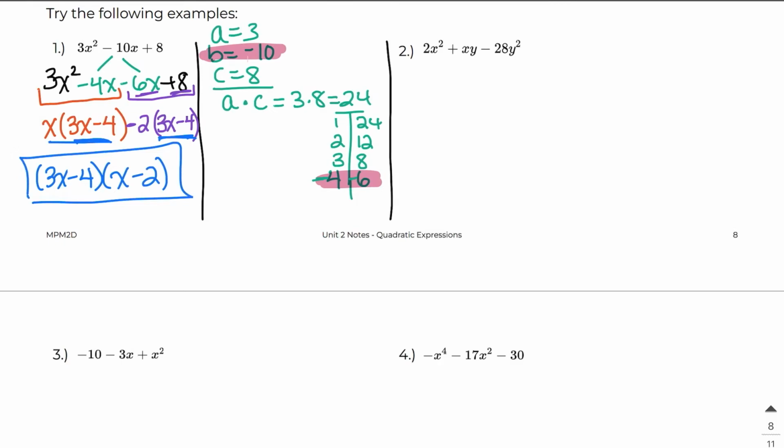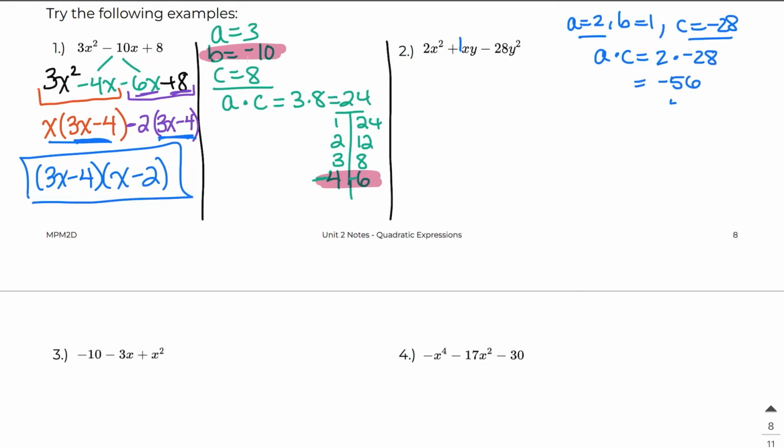Okay, in the next one, pay really close attention to this one. So here, the a value is 2, the b value is a 1, and the c value is negative 28. Notice how there's no variables in a, b, and c. They're just numbers. So I have to multiply a times c. And the a value is 2, the c value is negative 28. So 2 times negative 28 is negative 56.